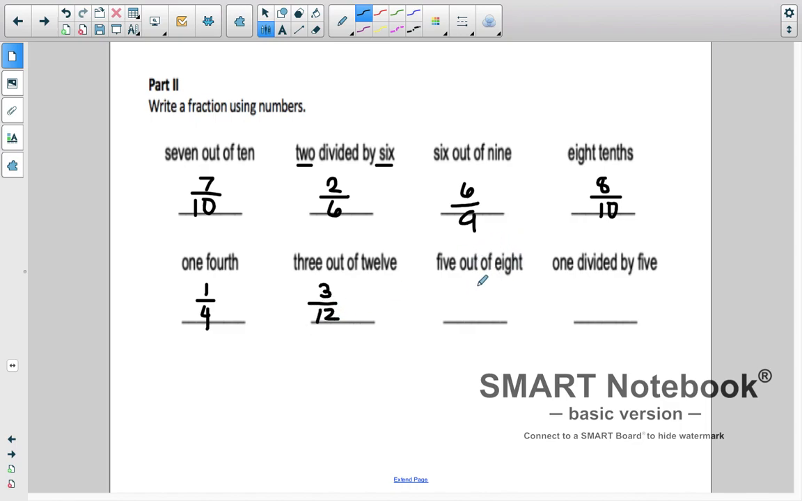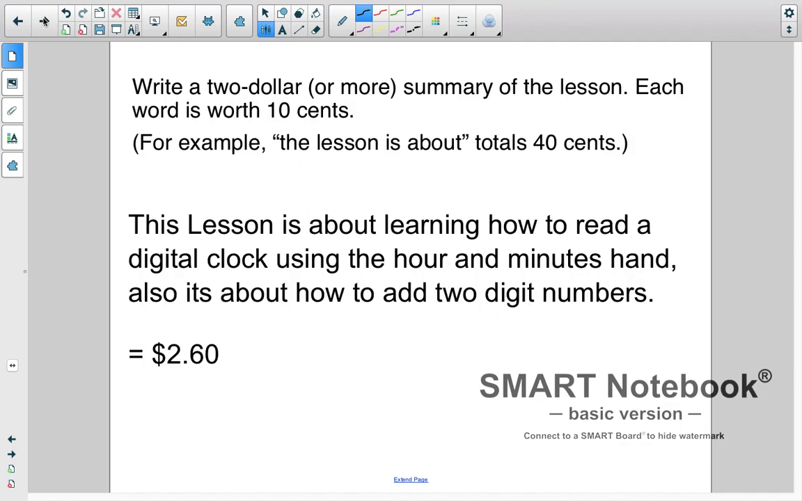Here it is again, 5 out of 8. And 1 divided by 5. Remember we said that this line right here is like a division sign. So 1 divided by how many? 5. Nice job. All right, that's part 2. Let's go on to the last part.